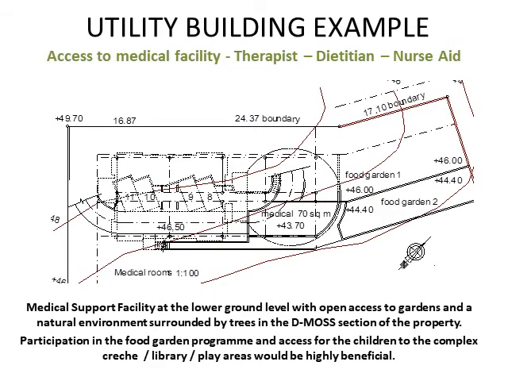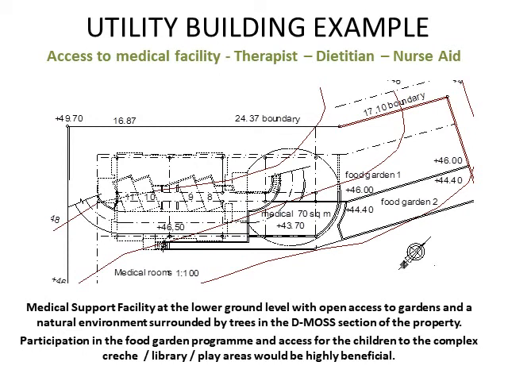The lower level of that facility, below the parking, at the level of the gardens, would be a small medical facility where there could be the therapist, dietitian, a nurse on call there, a small medical room, about 70 square meters, and this will be a medical support facility with open access to the gardens and a natural environment surrounded by trees, in this case overlooking a demos area. The people in the shelter could participate in the food garden program, and access could be given to the children into the complex where there's a creche, a library for them to read, and play areas, and all of these things would be really highly beneficial to a traumatized family.